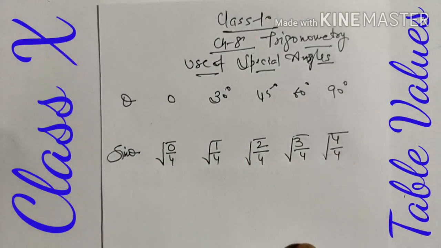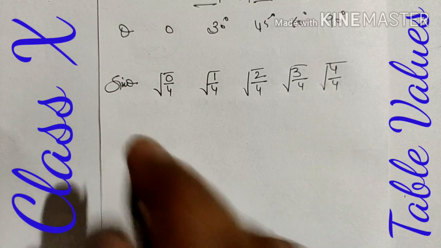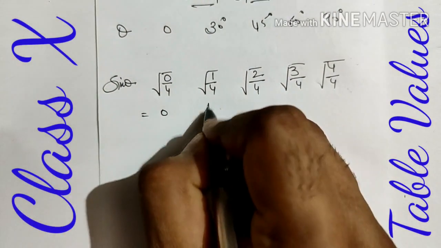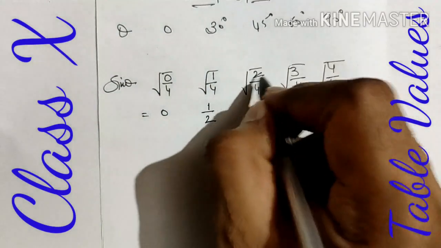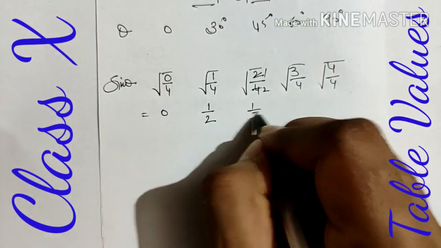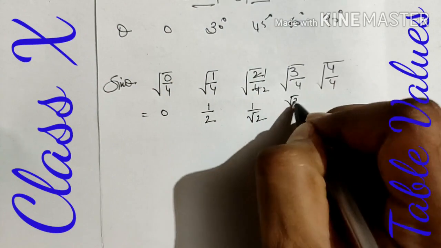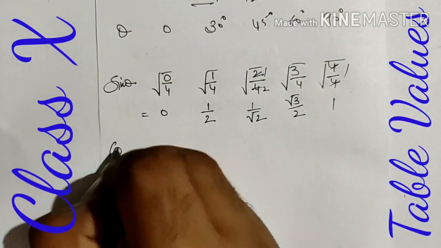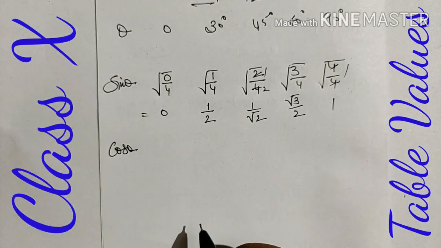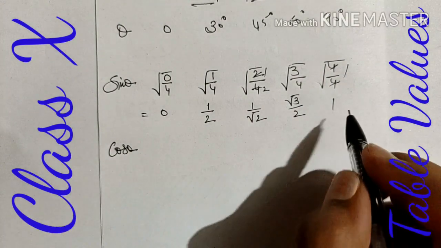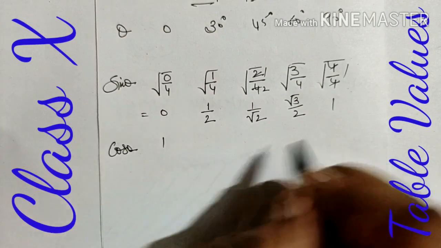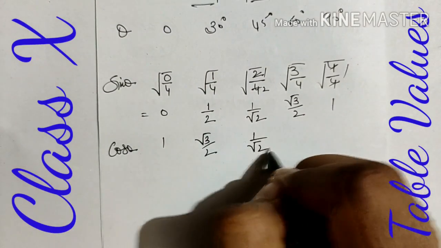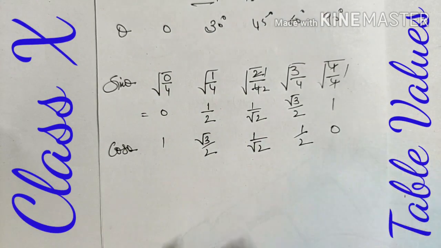Like this we can make the table, and with the help of this line we can make the whole table. First value becomes 0, no cancellation. Square root of 1, square root of 4 cancels out by 2, square root of 1, square root of 2, square root of 3, square root of 4 cancels out, so it becomes 1. In case of cos theta, there is no need to learn more, just write it in reverse: 1, square root 3 by 2, 1 by square root 2, 1 by 2 and 0.